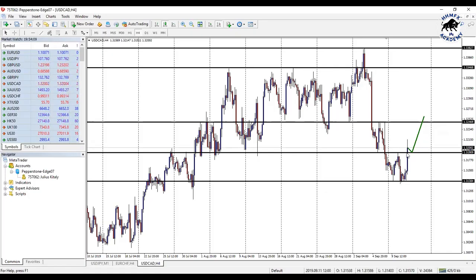Remember, this one here is a resistance, but it is also the neckline of this W pattern. Why neckline? Because we have this kind. You see this, guys? This is a clear W pattern.